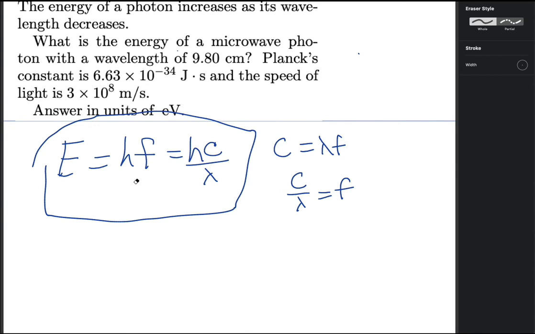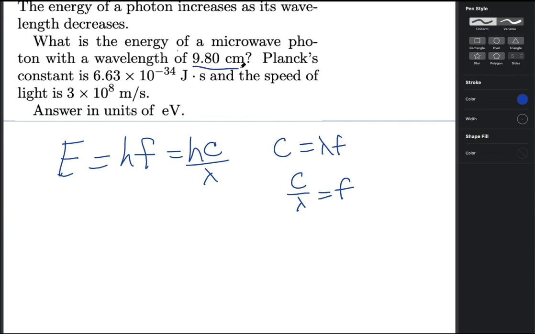But the problem is, in the end, they want us to convert to eV, so we have to be careful working with that. They gave us the wavelength for this one in centimeters, so we have to convert from centimeters into meters. And we have to convert at the end from joules to electron volts. 1 electron volt is 1.6 times 10 to the negative 19th joules.